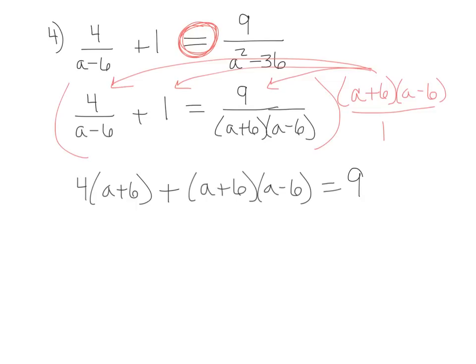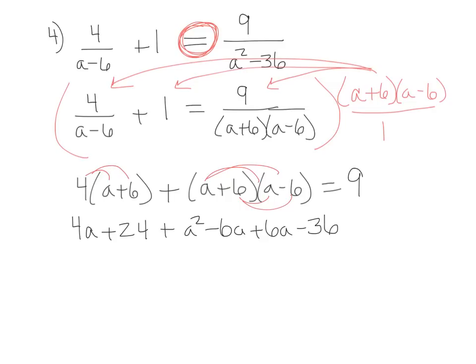We can't add yet because there's multiplication involved. So here we're going to distribute. Here we're going to double distribute. So you get 4a plus 24 plus a squared minus 6a plus 6a minus 36 equals 9. So I just double distributed there. Over here I distributed, and here I double distributed.